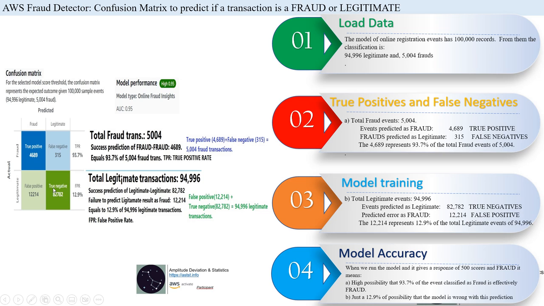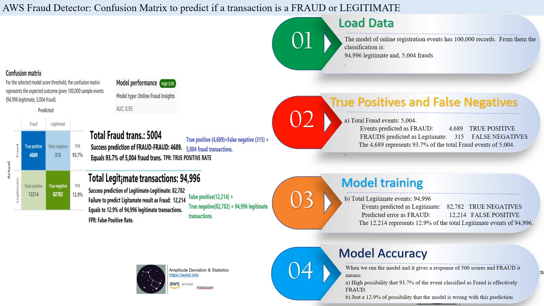Okay, then we have the false positive. That means that the transactions are legitimate, but the model classified them as a fraud. They are 12,214 false positives. Okay, this false positive count is equivalent to 12.9% of the 94,996 legitimate transactions. Okay, so this is the error that we are getting classifying legitimate transactions as fraud.